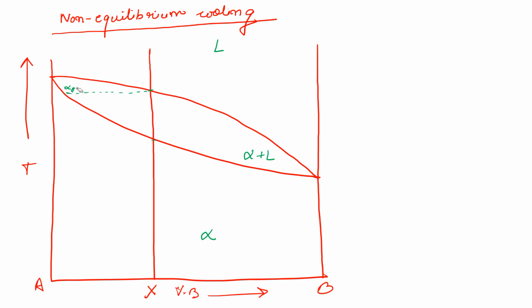And this is alpha 1, and let's say this is temperature T1, and this is L1. So if you are cooling it even lower, we should have L2, and we should have alpha 2 at T2. So T3 and T4 likewise.